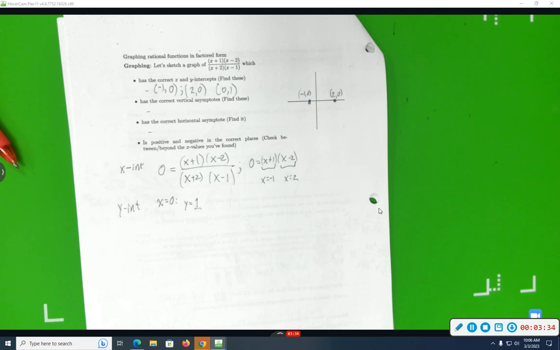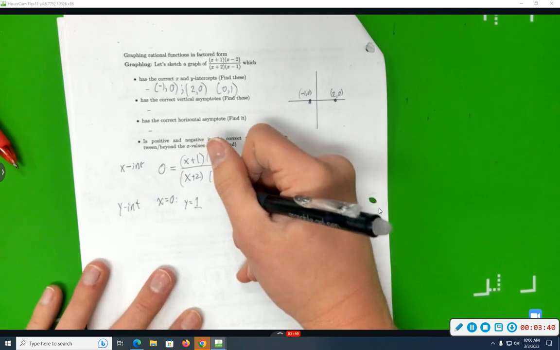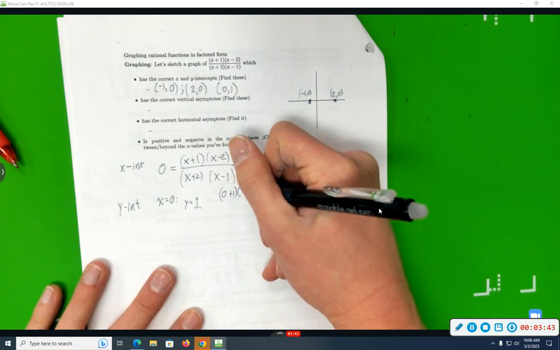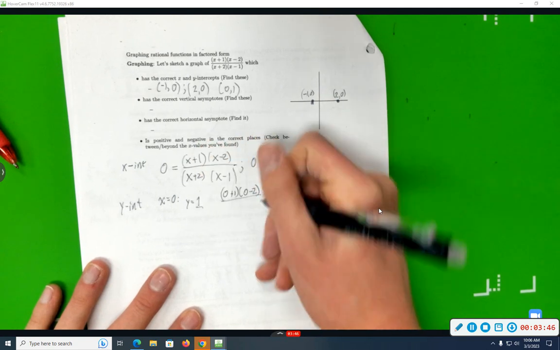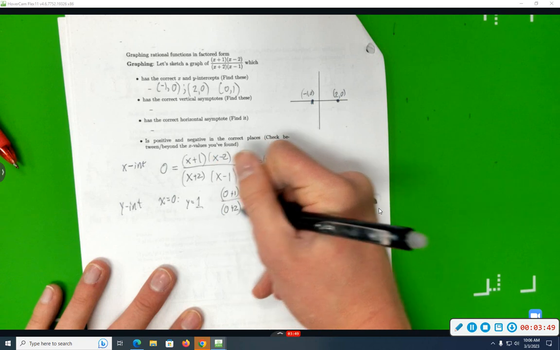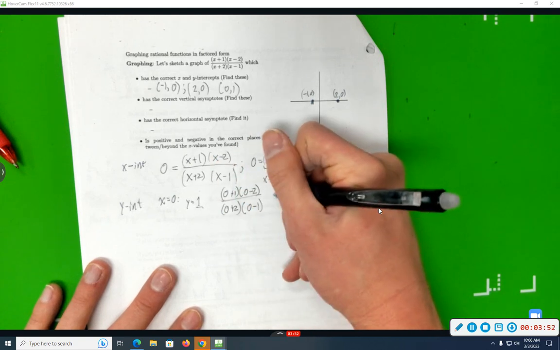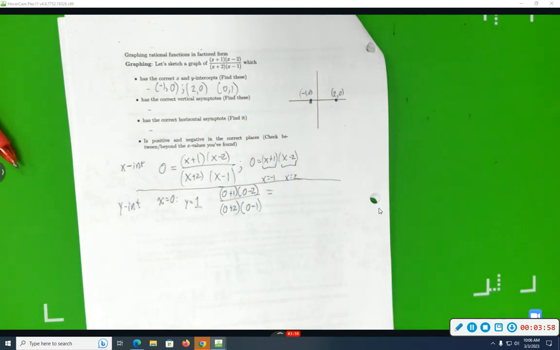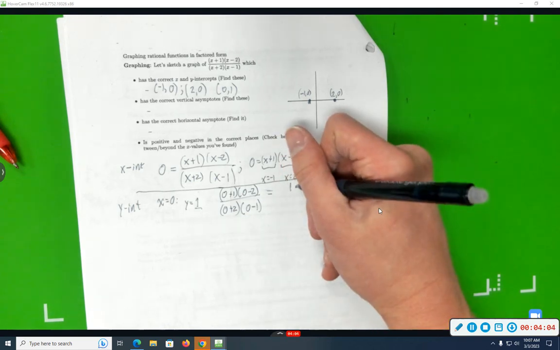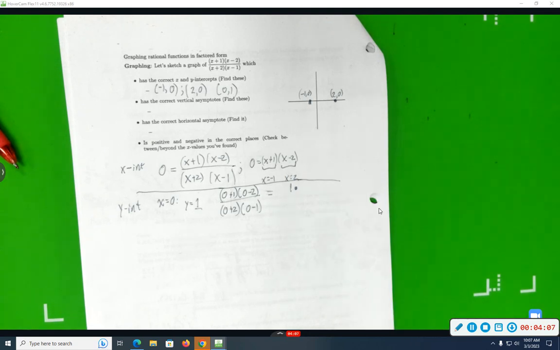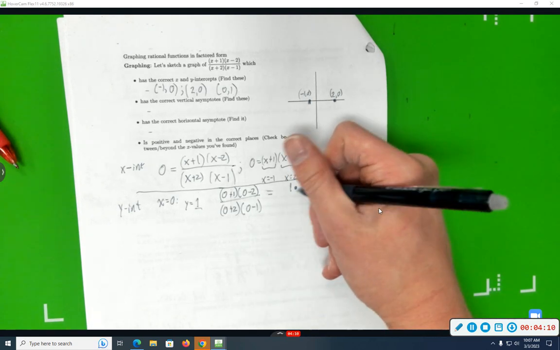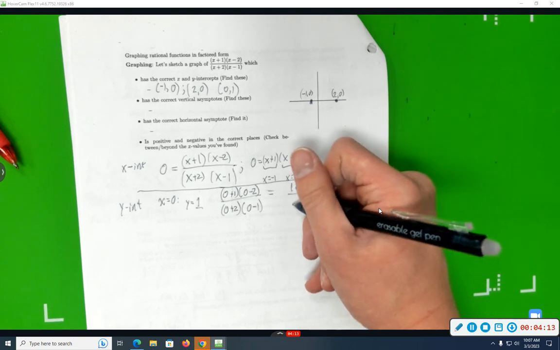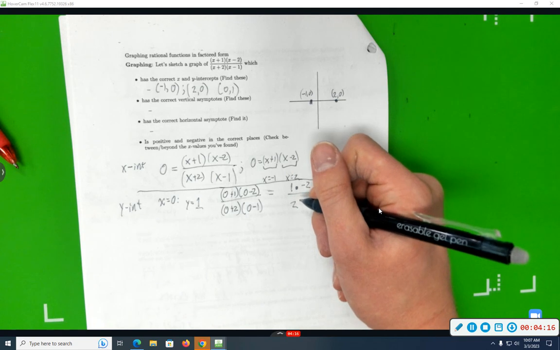Can I actually go through the work of plugging in there? Okay, I will. Let's plug in x equals 0 and see what we get. We will get (0 plus 1) multiplied by (0 minus 2), all over (0 plus 2) multiplied by (0 minus 1). Let's evaluate that out. 0 plus 1 is 1, multiplied by 0 minus 2 is negative 2. 0 plus 2 is 2, times 0 minus 1, which is negative 1.